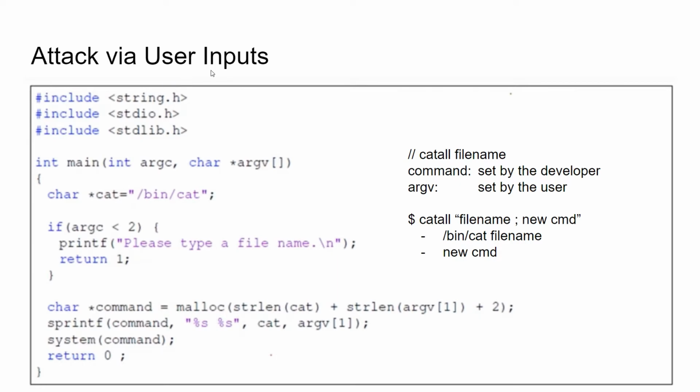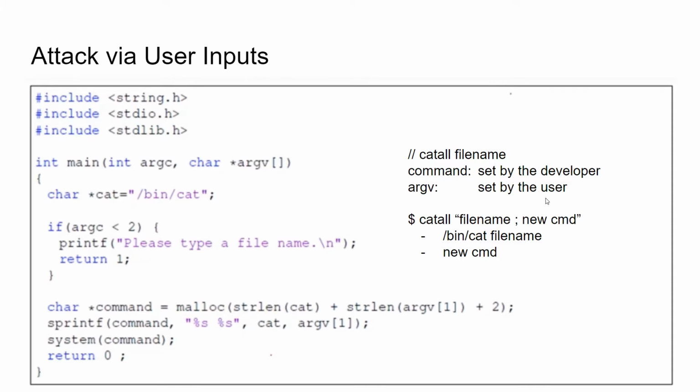How to attack via user inputs. We will explore this concept through an example. In this example, the program is the ctl program. It prints the content of a file. This program uses the system function with a command as the parameter. The command variable is set by the developer and argv is set by the user, so the command variable can be affected by user input.